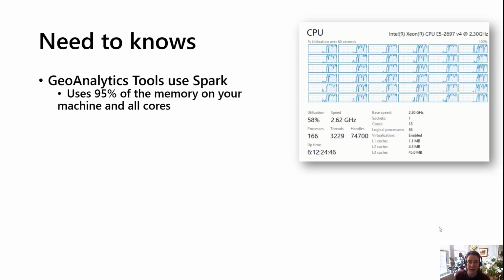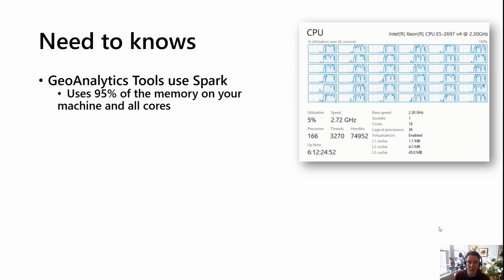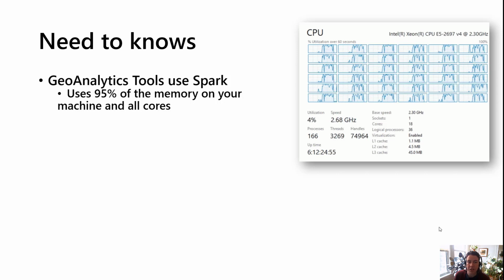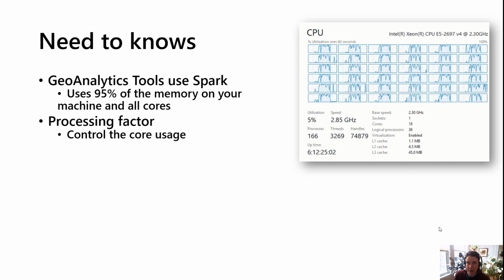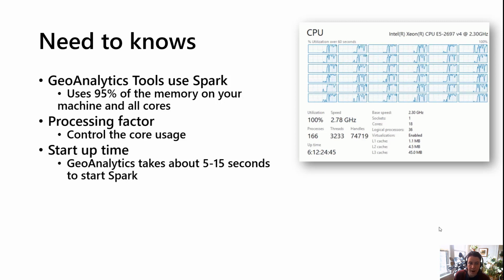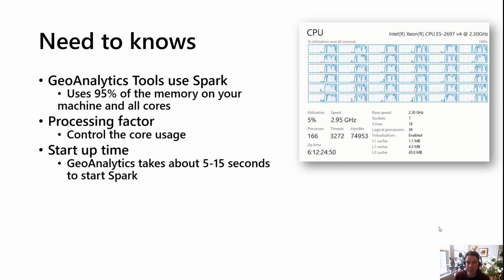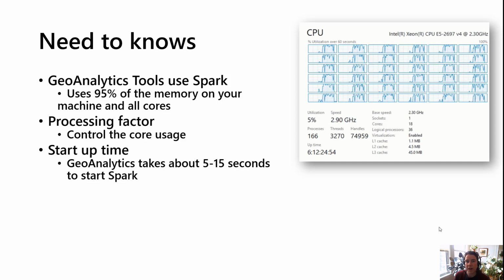Usually we are running with 4 or maybe 8 core machines. I think we have a few machines on our team for testing that are bigger, but your 16 or 32 gig machine with 4 or 8 cores is perfectly reasonable. You can use the parallel processing factor to control the core usage. Something that's really important to know is that there is a startup time to start Spark. So GeoAnalytics tools are not always going to be faster than a comparable desktop tool.